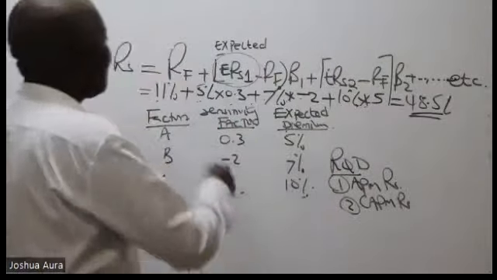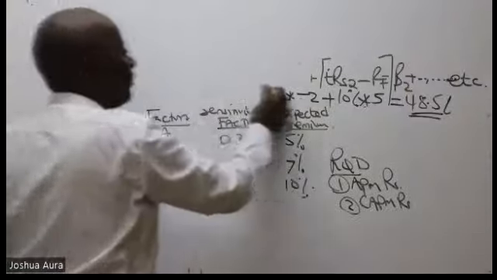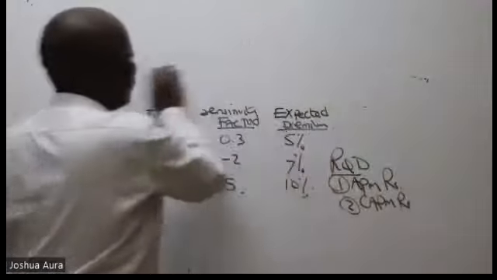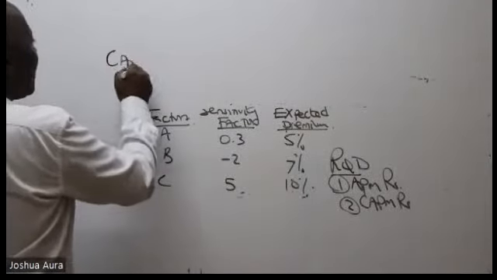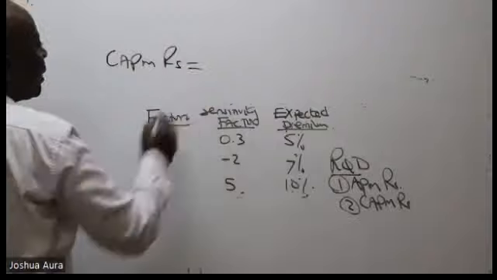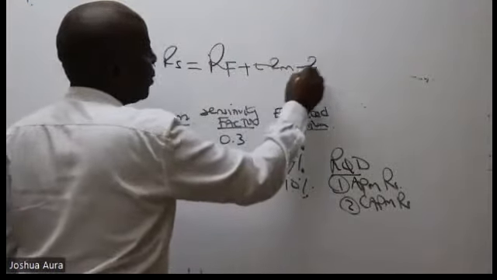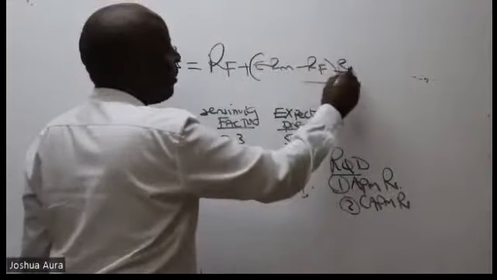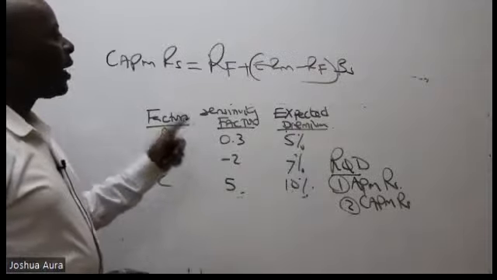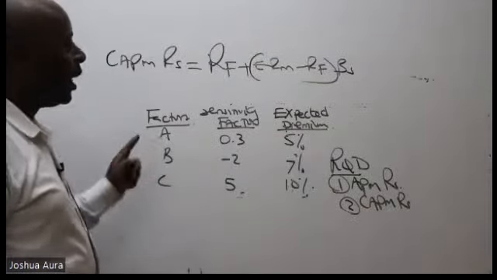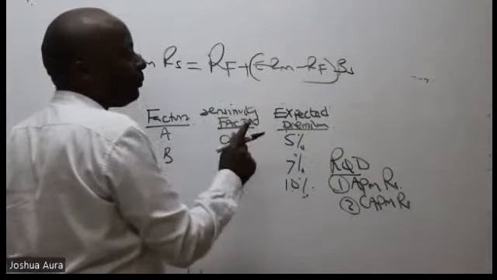Great. So when it comes to CAPM returns, ladies and gentlemen, I just need to write the formula down first. Our CAPM returns will be equal to risk-free plus ERM minus risk-free, multiplied by the beta of a security. And I will remember that the CAPM returns only works with one factor alone.